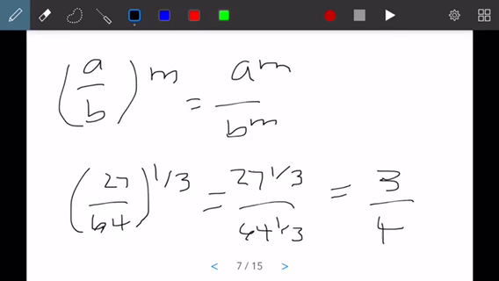Next, we have the power of a quotient. So here you have a over b to the n power. So you just do a to the n over b to the n. So if you were to have 27 over 64 to the 1/3 power, then you would do 27 to the 1/3 and then 64 to the 1/3, which reduces to 3/4.